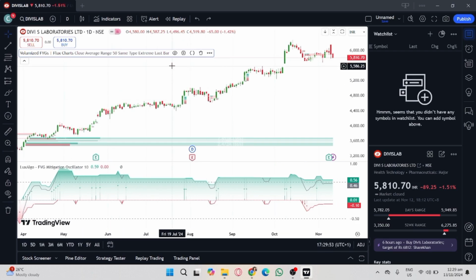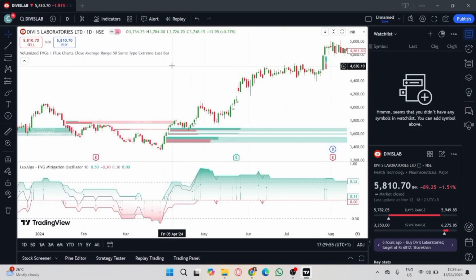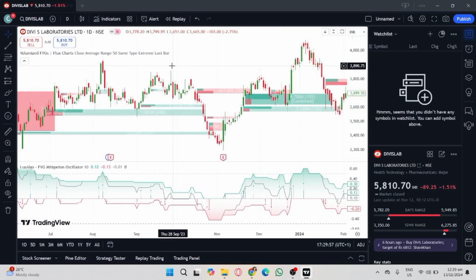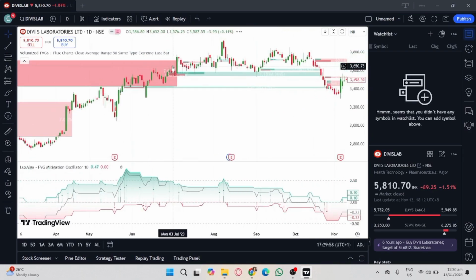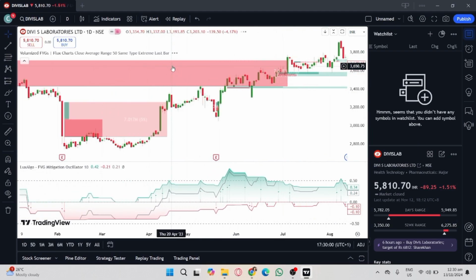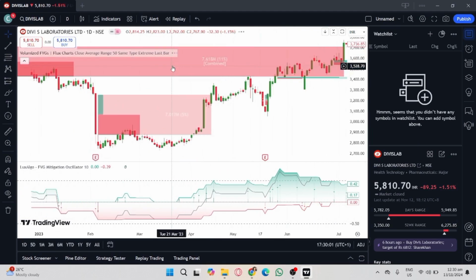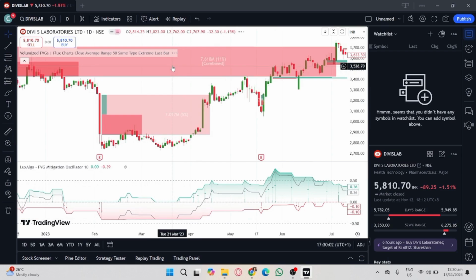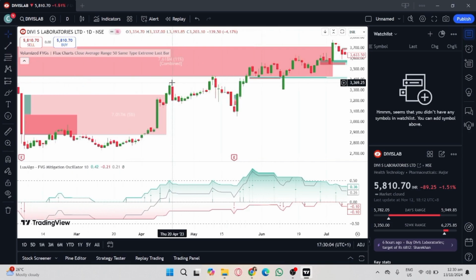So first, locate a fair value gap on your chart by finding an area where there is a space between candle wicks, usually after a strong move up or down. And then next, go to the left hand side of your TradingView chart and select the rectangle tool. You can also press Alt plus R as a shortcut to activate the rectangle drawing tool.